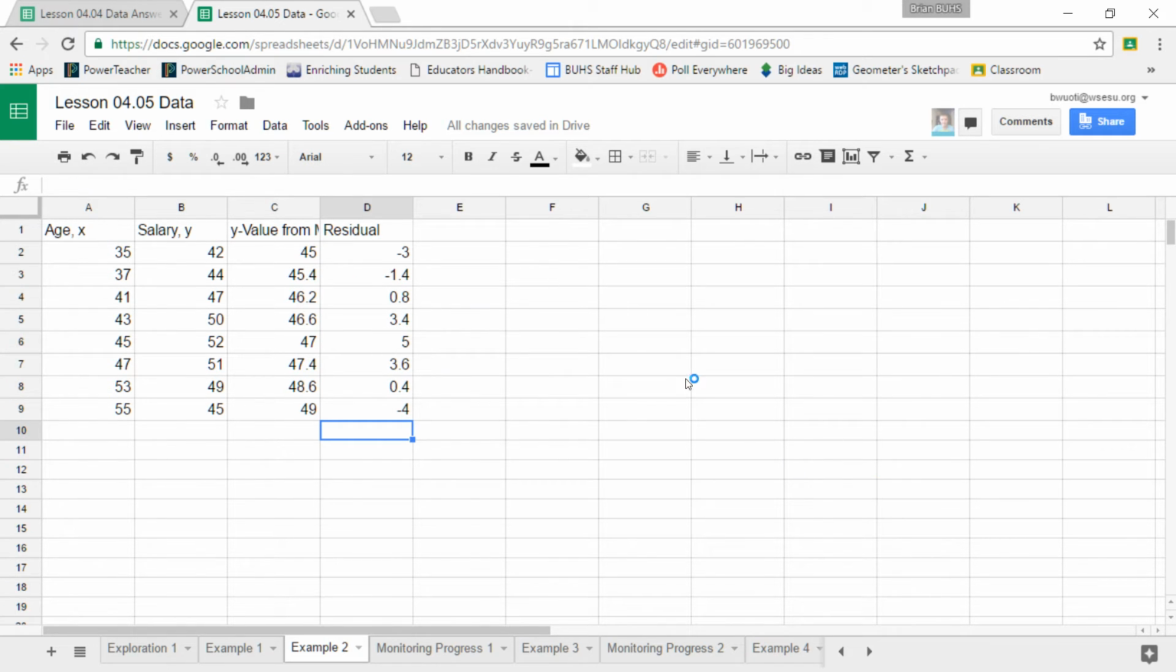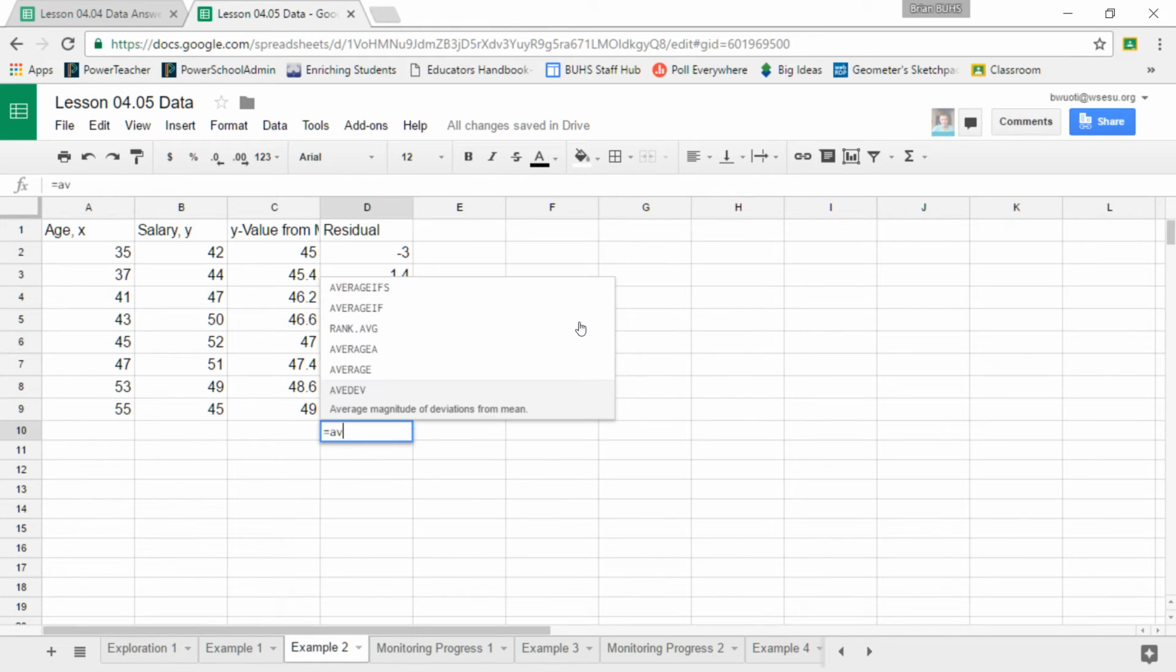One thing I want to show you is that with these residuals, go down just below the table, like cell D10 here. Type equals. I want to show you something. Type the word average, A-V-E. Look at this, it's popping up a bunch of formulas above us. I'm going to use an average formula.